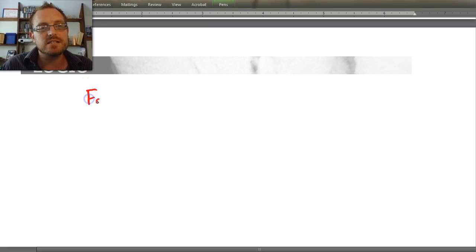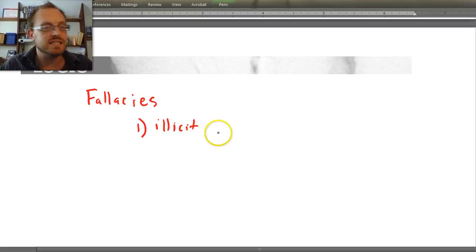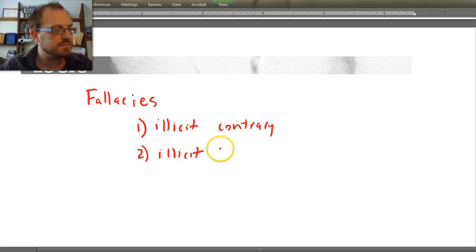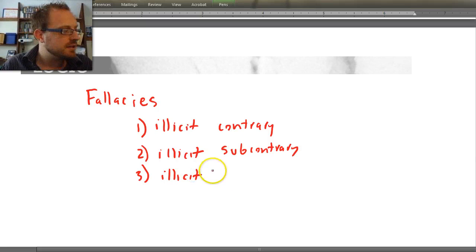Let's talk about fallacies, for instance. When people make wrong moves, we can say they make illicit moves. Here, let me just list off some of these fallacies. There's an illicit contrary fallacy. There's an illicit subcontrary. And there's an illicit subalternation.